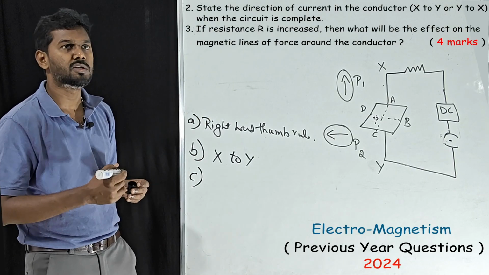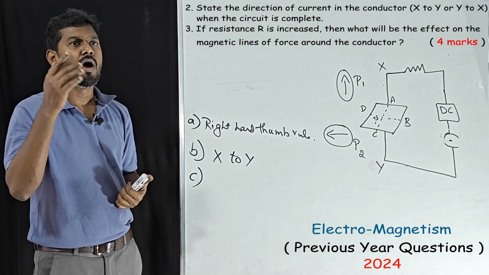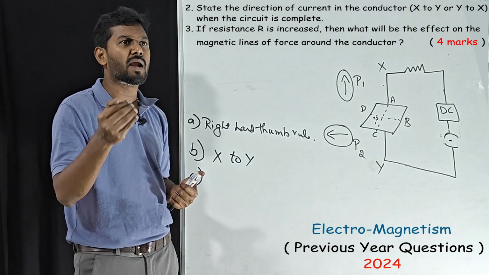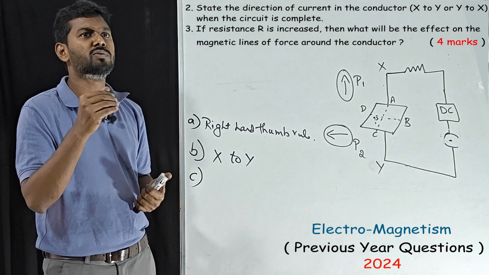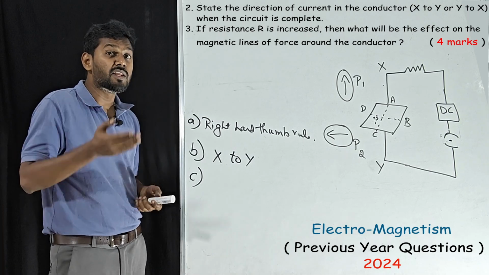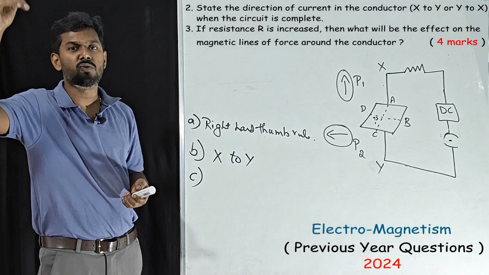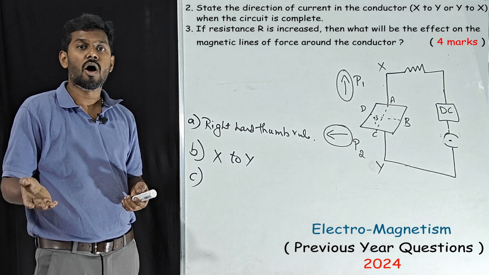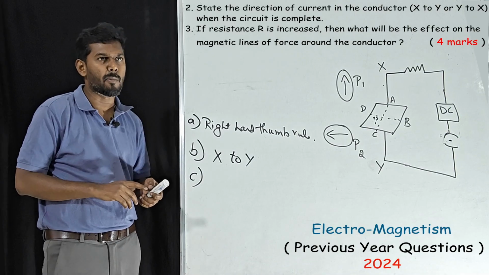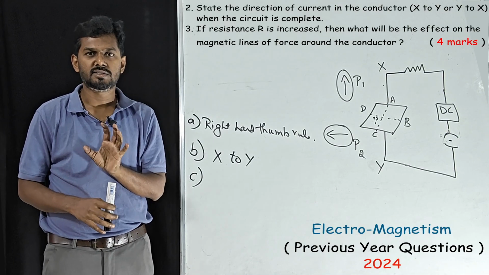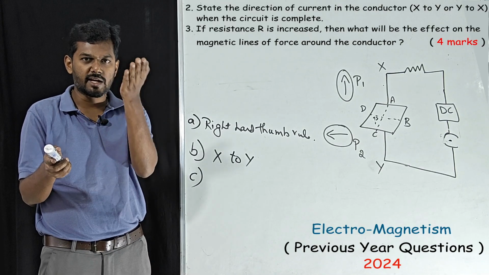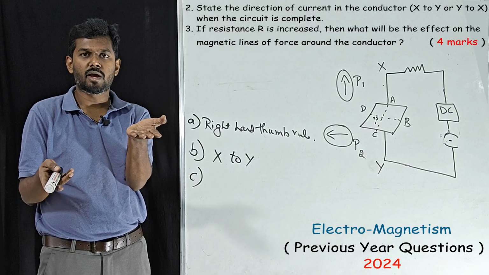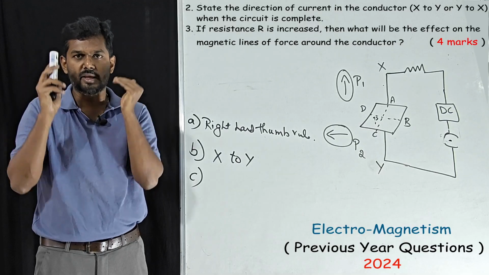Then we have one more question. If the resistance is increased, then what will be the effect on the magnetic lines of force around the conductor? So if the resistance is increased, what happens to the magnetic field? Whether it decreases or increases, that we have to mention. See, first we need to understand like this. Magnetic field is directly proportional to current. If the current is increased, magnetic field also increases.